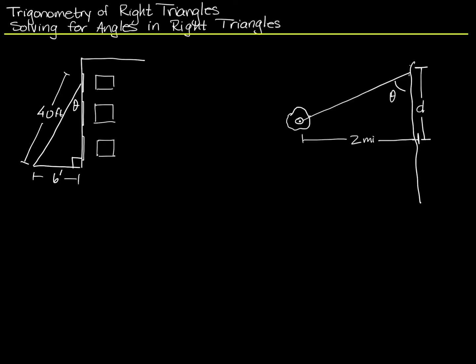In example 5, we have a lighthouse on a little island offshore. We're told that the lighthouse is 2 miles offshore, and we're asked to find a way to express the angle theta in terms of this distance d. Oh, I've kind of messed everything up here. Let me see if I can fix my drawing.